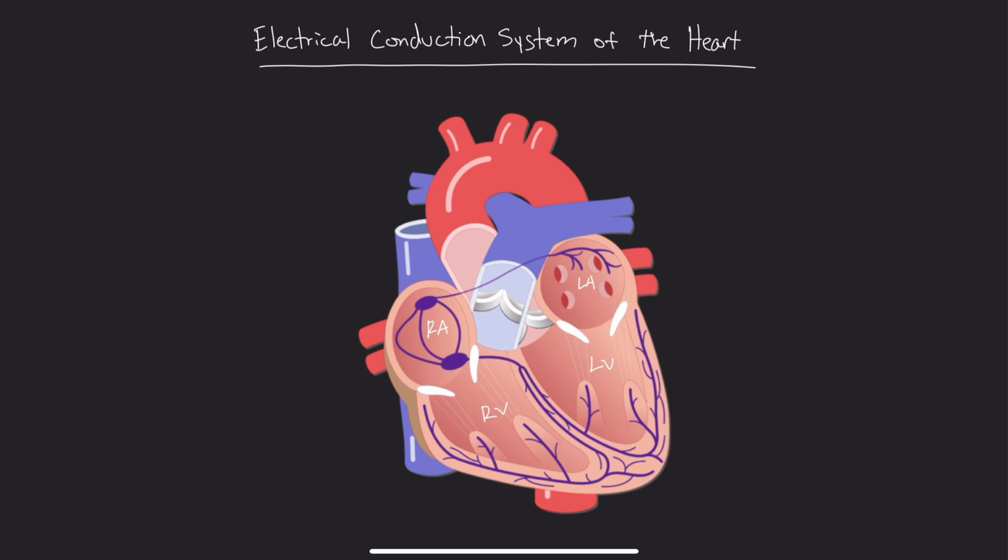Starting off here, we will start with the sinoatrial node, better known as the SA node. Sinoatrial node. Okay, so the SA node is located in the right atrium, and this is known as the pacemaker of the heart. So this is going to trigger atrial contraction, and this has an intrinsic rate, so a normal rate of 60 to 100 beats per minute. So this SA node is located right here.